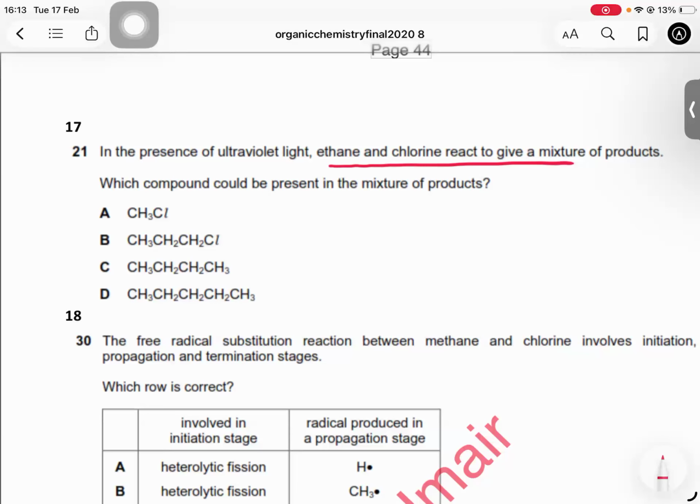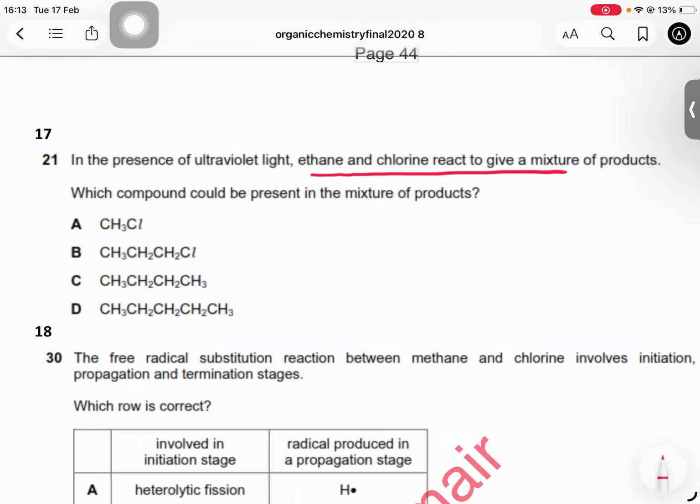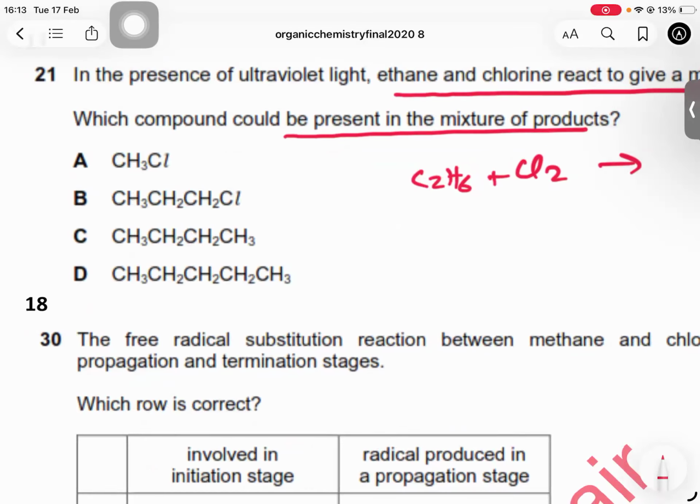In the presence of sunlight, ethane and chlorine give a mixture of the products. Please pay attention. Which compound could be present in the mixture of the products? This is ethane and it is mixed with the chlorine. What is the possible option? C, CH2, C2 and H5, CH3Cl.